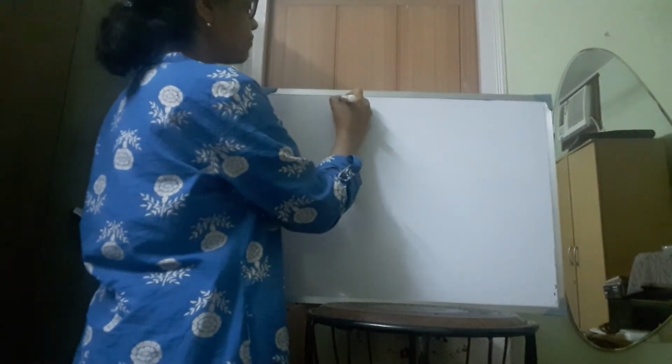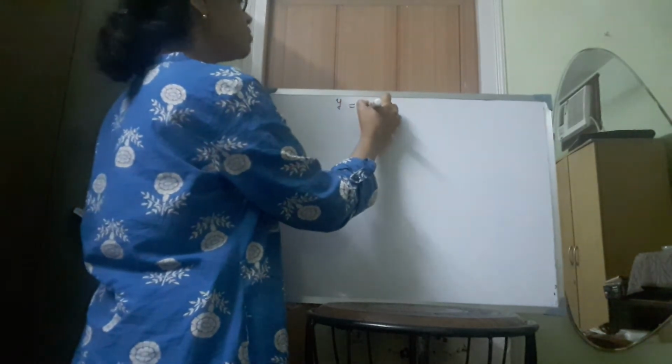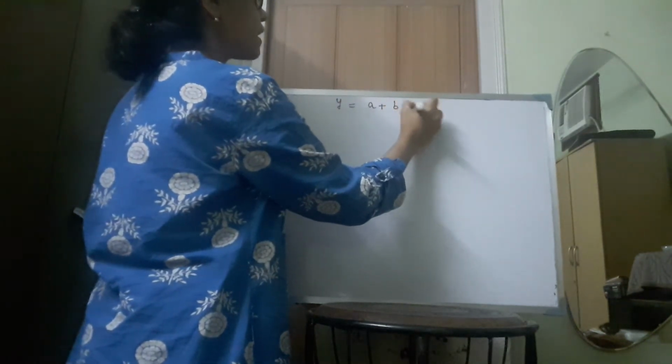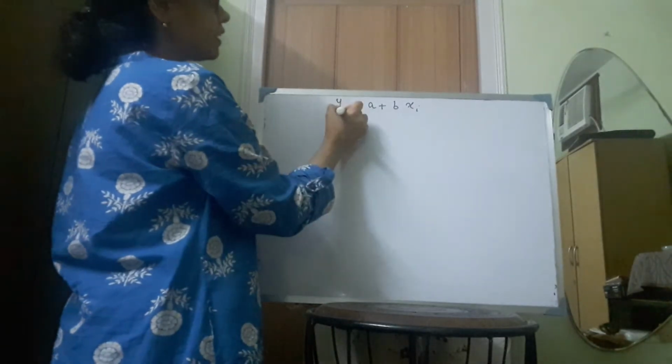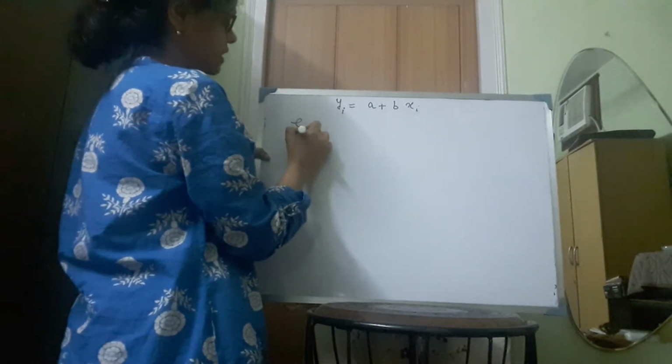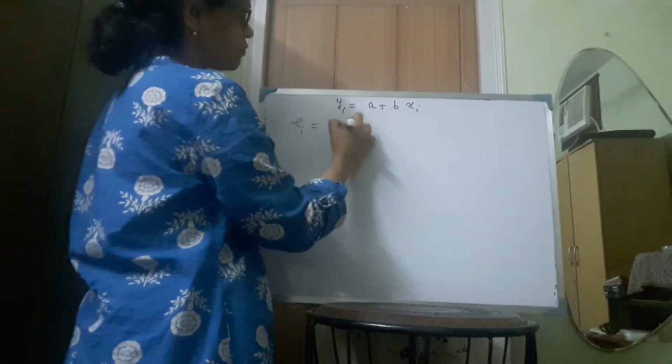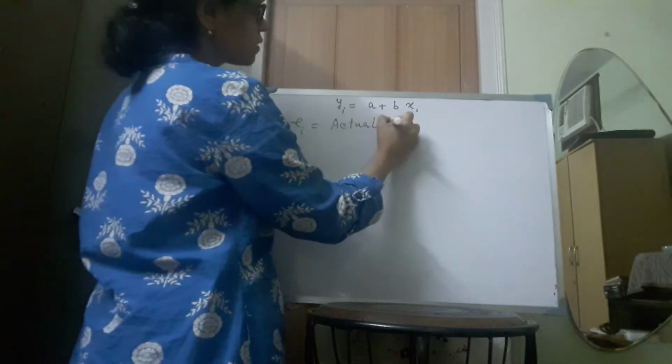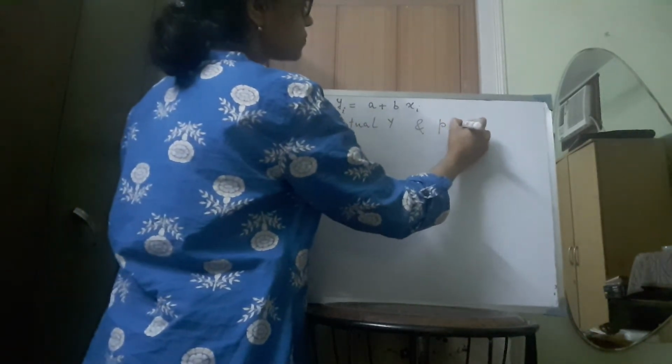Now how to predict this value of y? For predicting the value of y, we have to find out the predicted value of a and the predicted value of b. So we have the regression equation yi is equal to a plus b xi. And what is ei? Ei is the difference between actual y and predicted y.